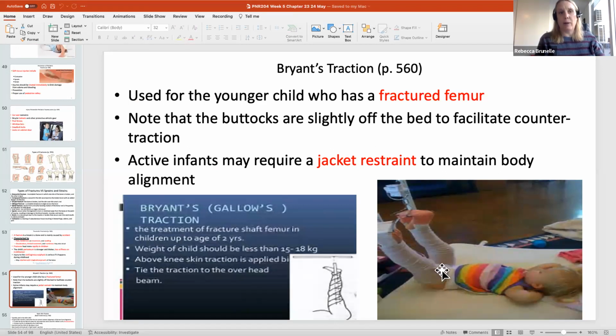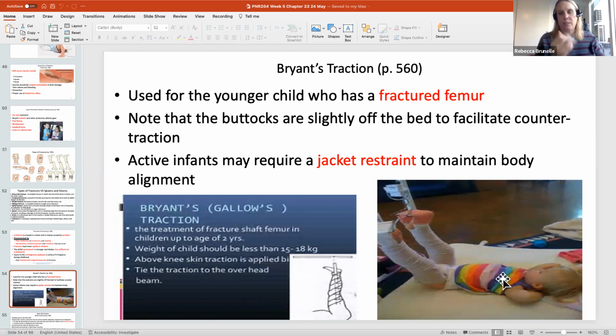You can see in Bryant's traction, their legs are straight up in the air, and the weights are hanging off the side of the bed. You don't really see the weights. This is a type of skin traction versus pin traction. With skin traction, they wrap something around the leg and that's what they hook up to the weights. Whereas with pin traction, they put a pin into the bone and then that pin is hooked up to the weight. So this is a form of skin traction and it's only used in little kids, and it is for fractured femurs.